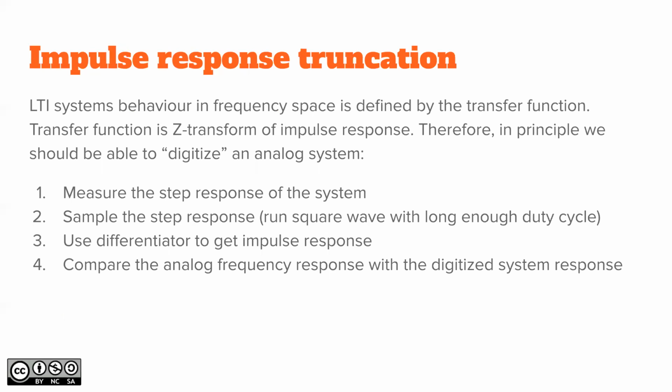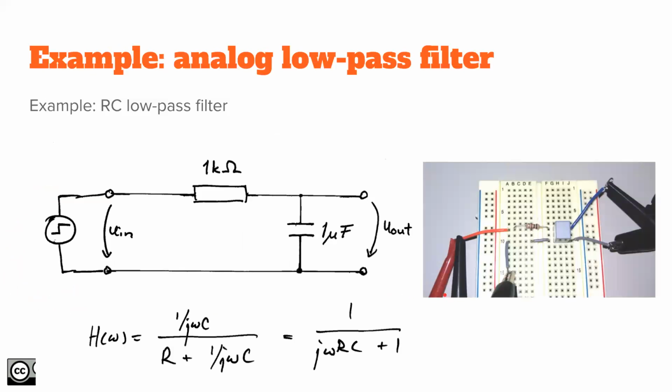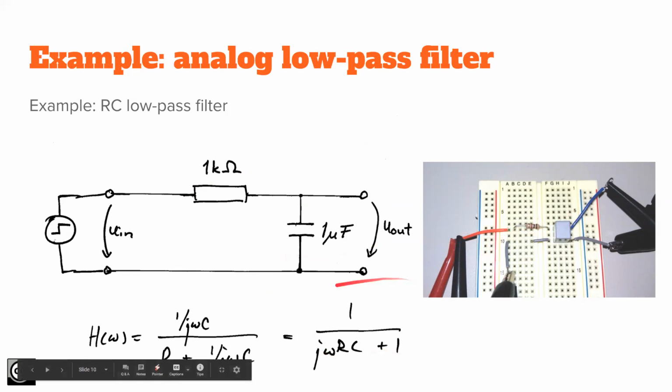We measure the step response of the system. We sample the step response and use a differentiator to get the impulse response and compare to the analog frequency response. Okay, yep, sure, that way. There's an example. RC low pass filter, I have the connections here, a simple connection, and that's the amplitude response.